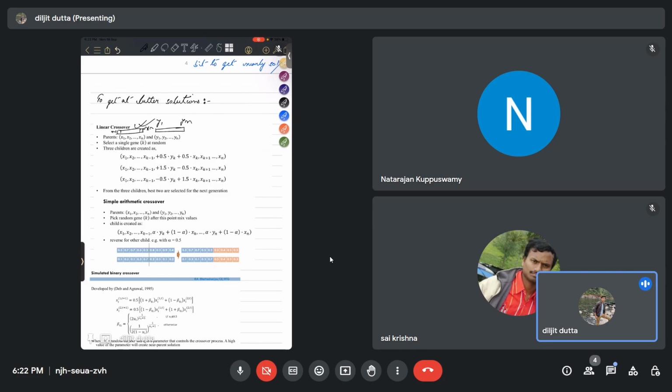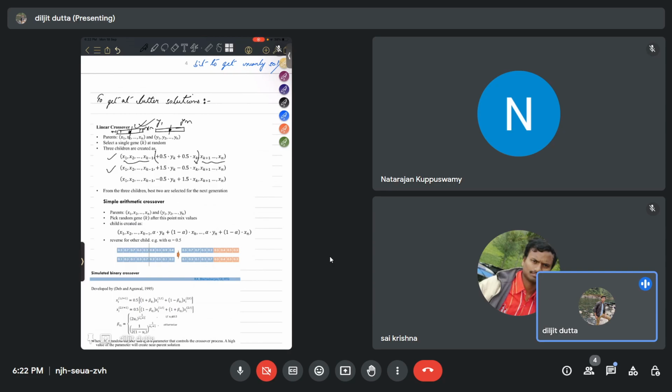Now we do a linear crossover. We select one gene K at random from both the chromosomes, and then the children after crossover are created in this manner. From x1 to xk minus 1, all the bits will be the same. From xk plus 1 to xn, everything will be the same. For the xk value, we'll change it to 0.5 yk plus 0.5 xk. Okay, this is one solution.